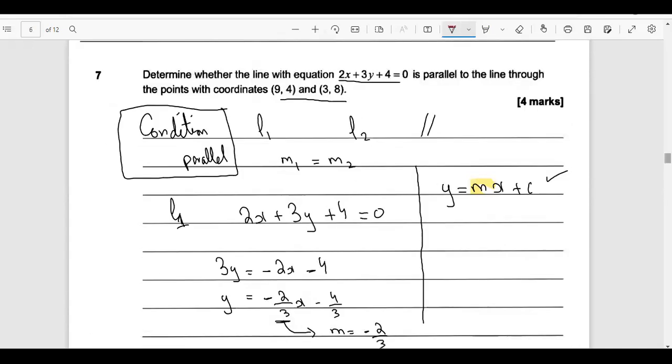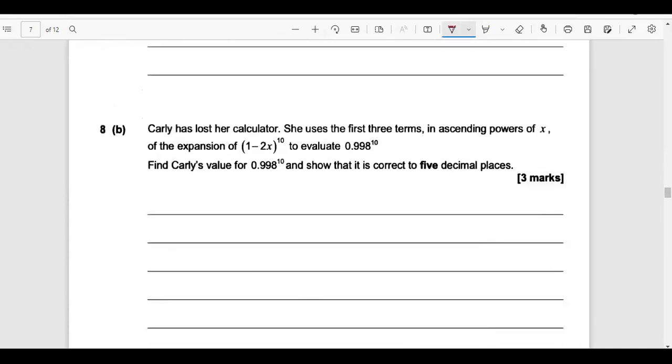Now it says Carly has lost her calculator. She uses the first three terms in ascending powers of x of the expansion of this thing to evaluate 0.998 to the power 10. Find Carly's value for 0.998 to the power 10 and show that it is correct to 5 decimal places. Just take a minute, understand the question, then I'll tell you how to do it.